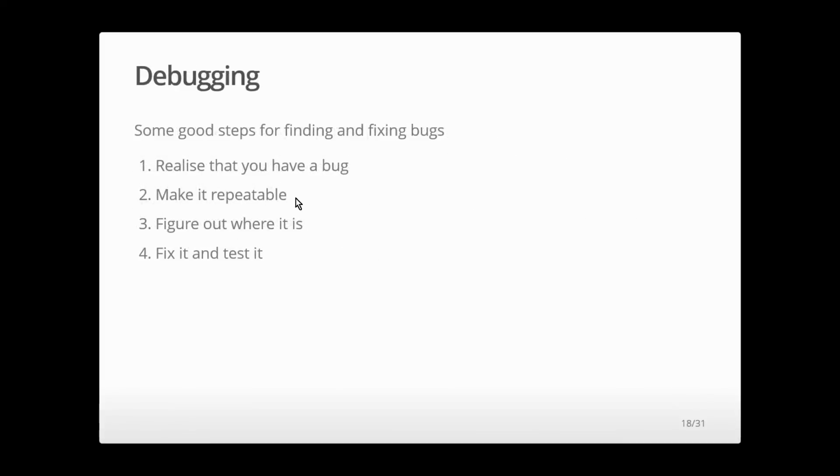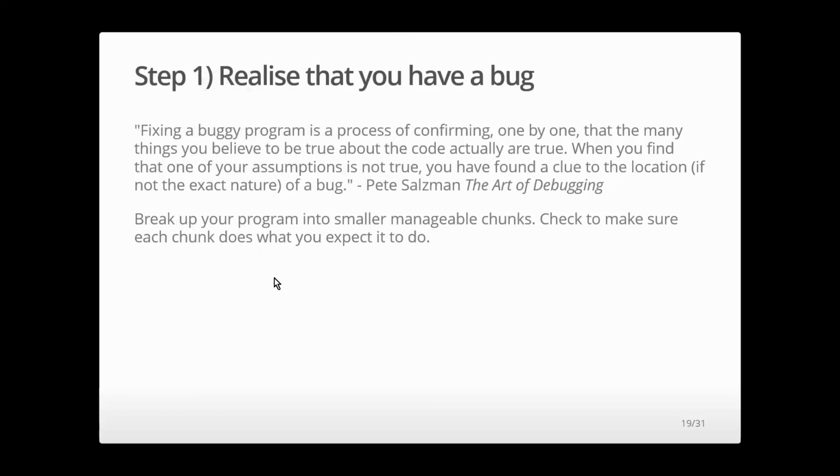As far as debugging goes, this is some common sense ideas about being methodical in fixing your bugs. It says: realize you've got a bug, make it repeatable, find out where it is, fix it, and test it. Okay, so let's talk about this. Here's a quote: fixing a buggy program is a process of confirming one by one that the many things you believe to be true about the code actually are true. And when you find out that one of your assumptions is not true, you found a clue to the location, if not the exact nature of the bug.